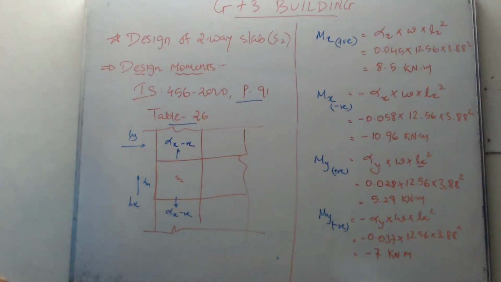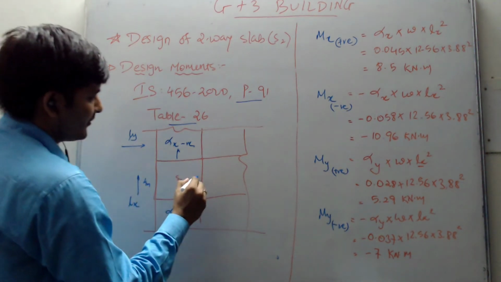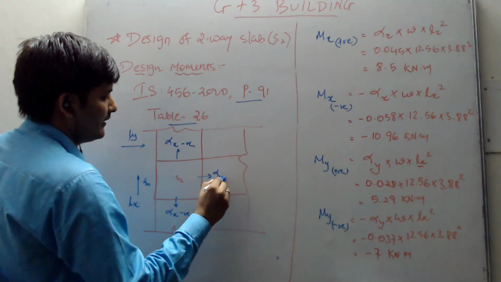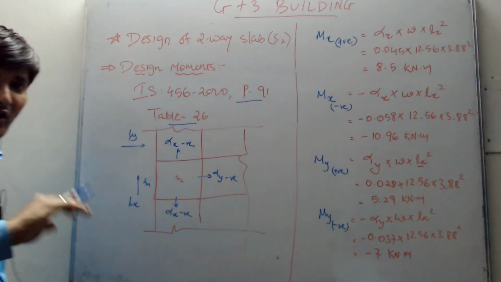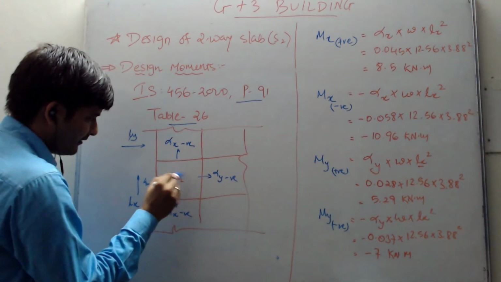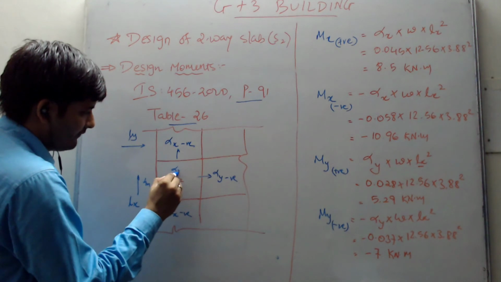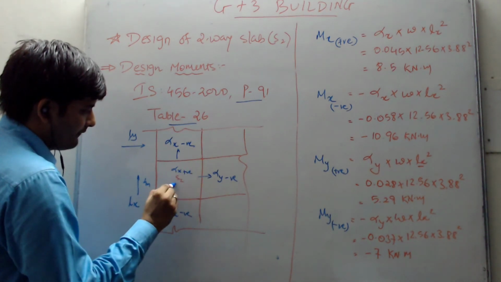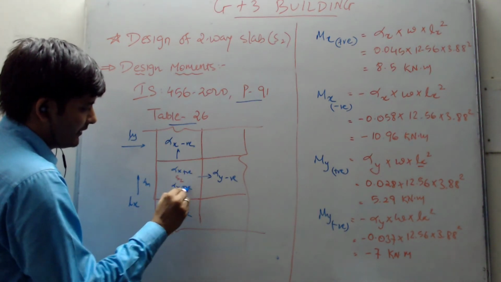So in the shorter direction we have alpha x negative at the support points, and in the longer direction we have alpha y negative near the support. So here we have alpha y negative, because at support we have hogging bending moment, right? At the span, that is here in the middle area, we have alpha x positive and alpha y positive, because we have sagging bending moment, right?